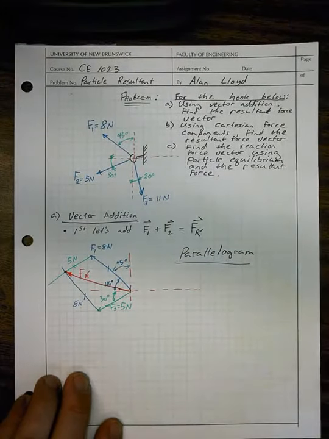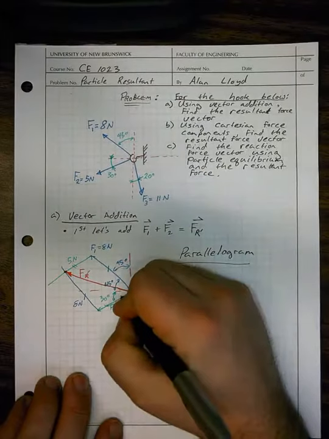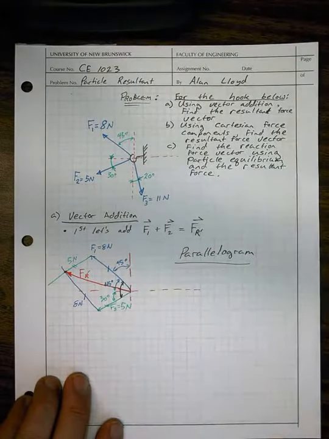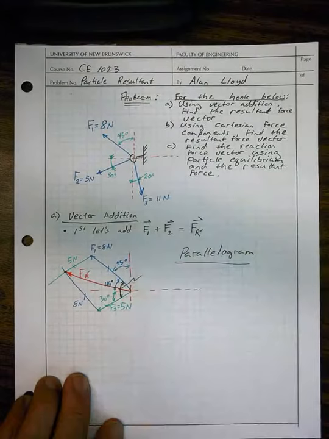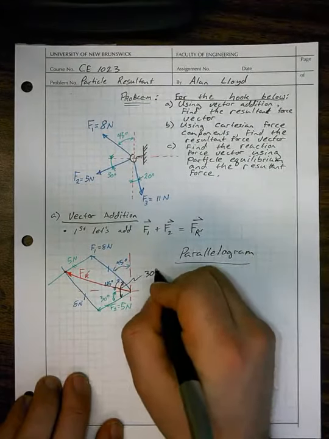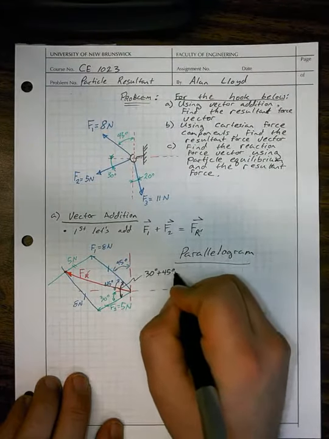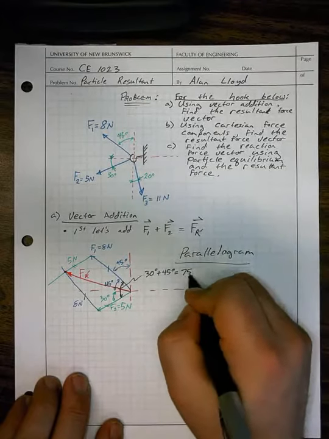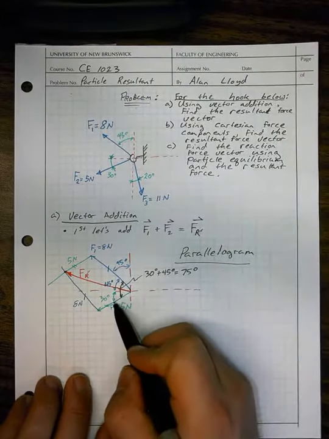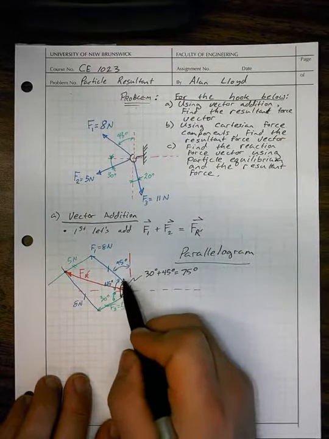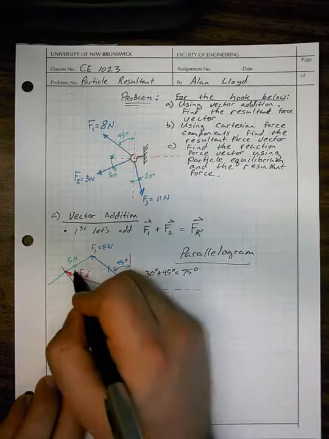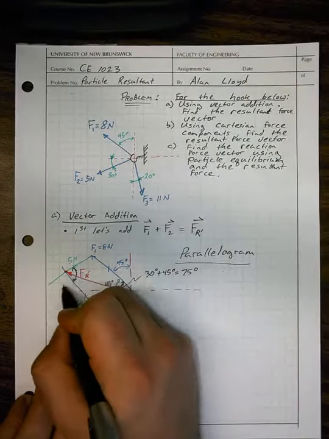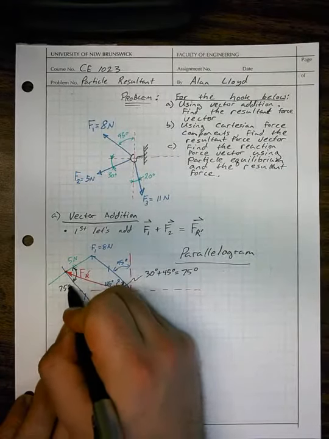So let's try and pick a color we haven't used. Quick black. And let's call an angle here. Let's see what we call this angle. Well, let's just calculate this directly. This angle is 30 degrees plus 45 degrees, which is equal to 75 degrees. It's the angle between force 2 and the horizontal and force 1 and the horizontal. And since we have a parallelogram, this angle here is also 75 degrees.